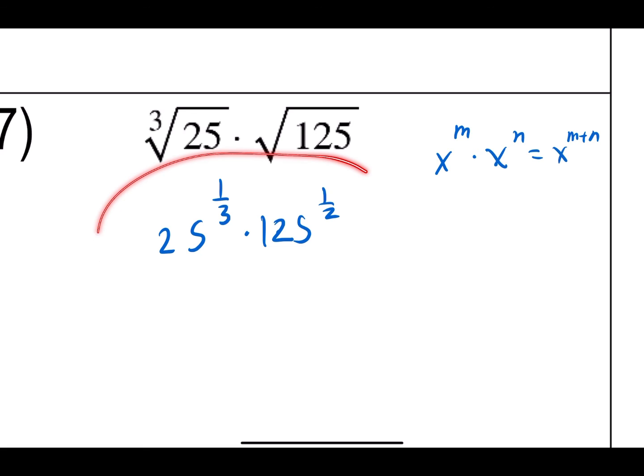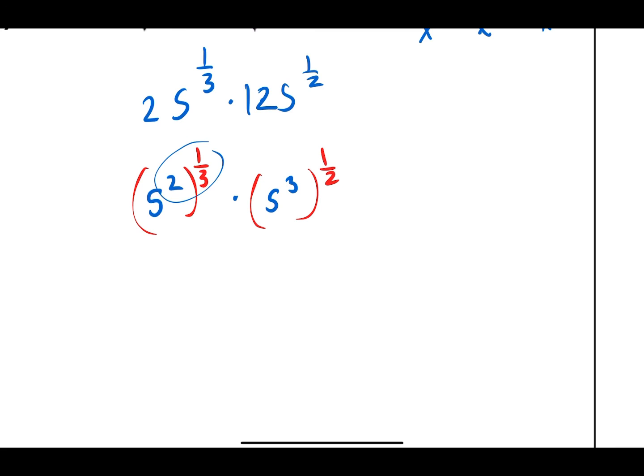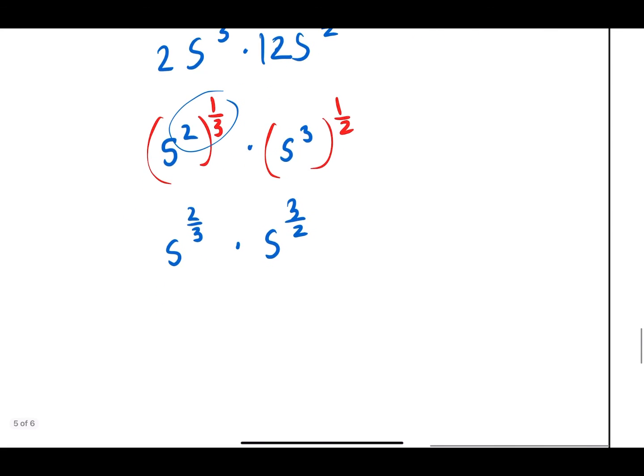Then the only thing I need to look for in this problem is some way, somehow, can I write 25 and 125 as the same base. Luckily, they are all made out of 5s. 25 is 5 squared. 125 is 5 cubed. And 5 squared is being cube rooted, and 5 cubed is being square rooted. I can absolutely combine their exponents now. 2 and 1/3 make 2/3. 5 times 2 times 1/3 is 2/3. And then 3 halves. I can absolutely add together 2/3 and 3 halves.